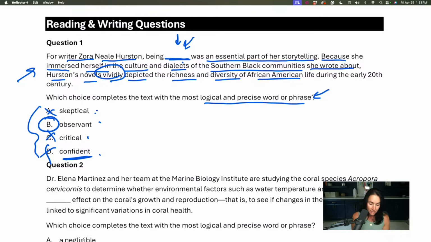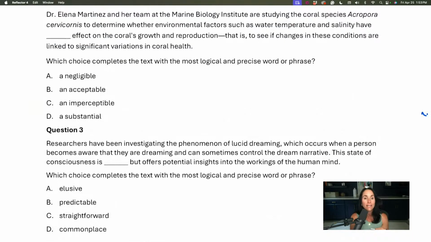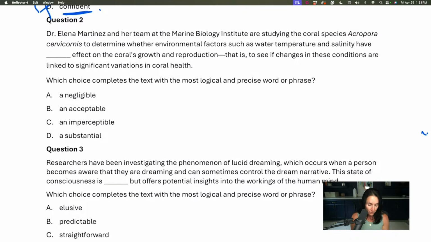So you want to do that on test day. You want to be thinking strategically. Think like a test maker, not a test taker. Let's go ahead and look at question 2 here.